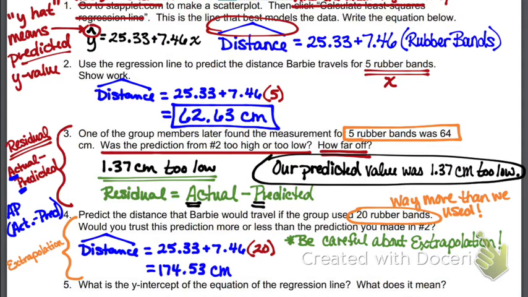What we did up above with the 5 rubber bands, where it was in the middle of data that we had actually collected, that's called interpolation. And that's usually going to be reasonably accurate. Extrapolation is going to compound any kind of errors we see, and it can be very far off. We should trust this less. We're going to trust it less because it's far away from our collected data.